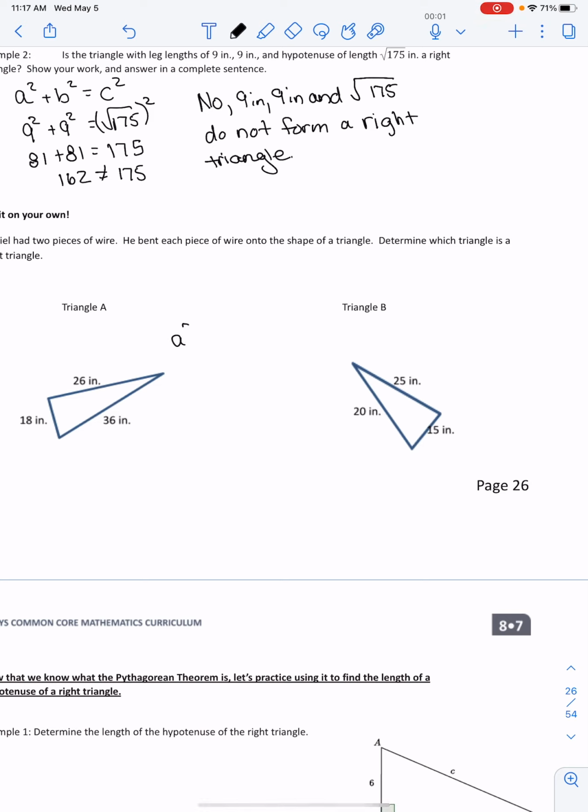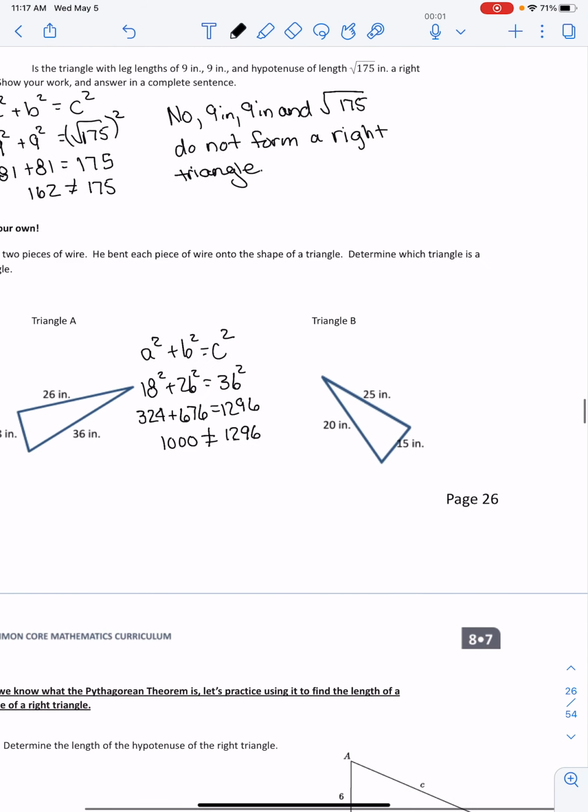So I have a squared plus b squared equals c squared. So we have 18 squared plus 26 squared equals 36 squared. So I have 324 plus 676. And does that equal 1,296? Well, we have 1,000. Does that equal 1,296? And I put no automatically because we know it does not. So triangle B, we're hoping that that's the one.